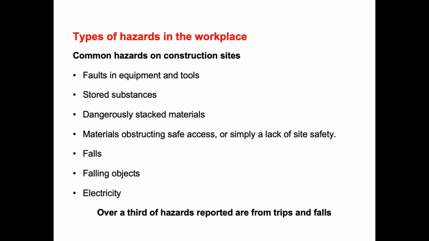Types of hazards in the workplace. Common hazards on construction sites. Faults in equipment and tools. Stored substances. Dangerously stacked materials. Materials obstructing safe access, or simply a lack of site safety. Falls. Falling objects. Electricity. Over a third of hazards reported are from trips and falls.